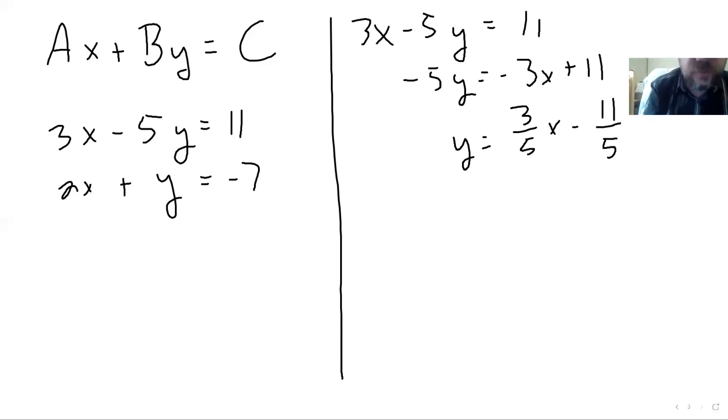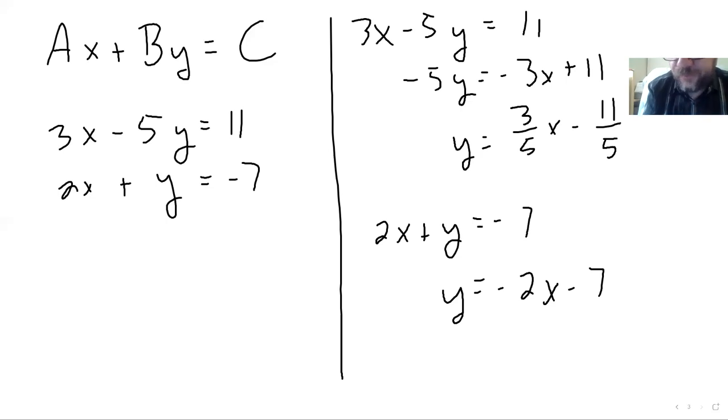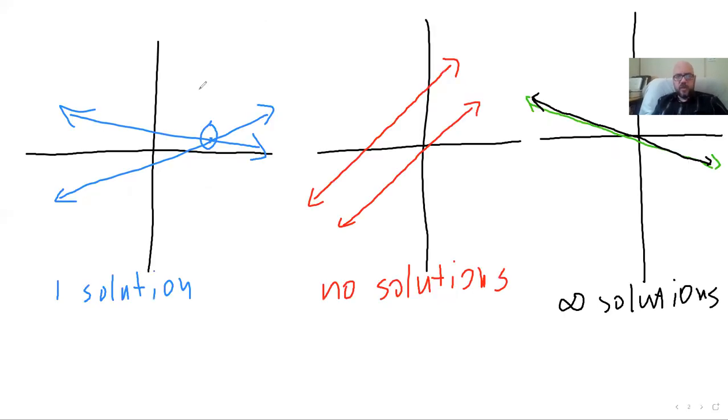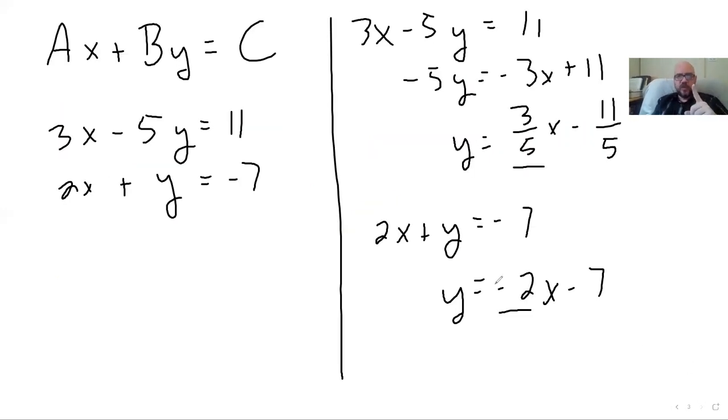All right, let's do the other one. I will subtract the 2x over. And then I'm done. And the thing that I noticed here is this slope and this slope are different. So that means that we will definitely be in this situation. Either of these weirdo situations requires that the slopes are the same, and they are not the same here, so definitely one solution. Now we'll go ahead and graph these.